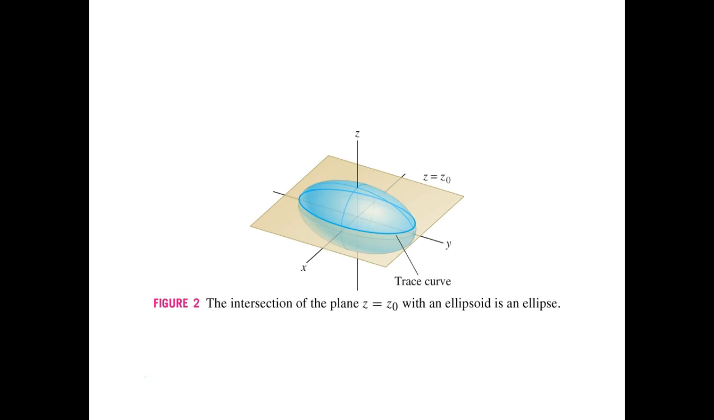So here we have the intersection of the plane Z is equal to Z0 with an ellipsoid, and you see this is what I was talking about before. I didn't realize I had this. This is also an ellipse. Not just the XY plane where Z is equal to 0, but somewhere where Z is a little bit greater than 0, like Z0. So up here, that gives you another ellipse. Every intersection of a plane parallel to your coordinate planes is another ellipse. We call that a trace curve.